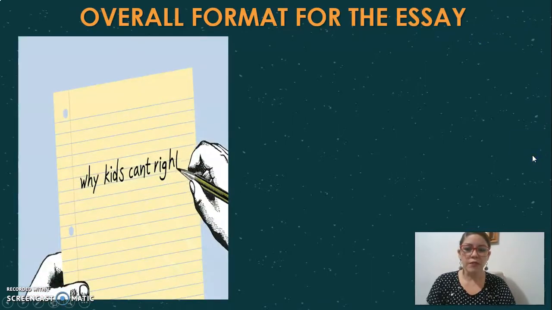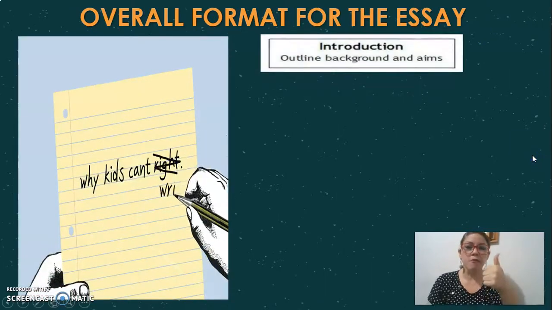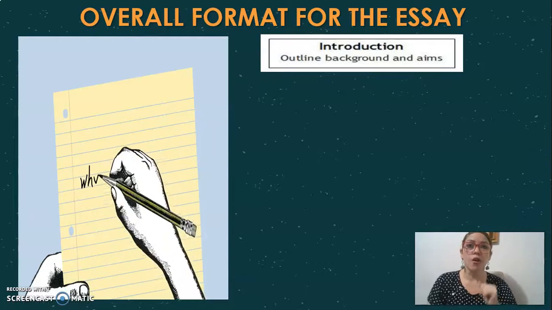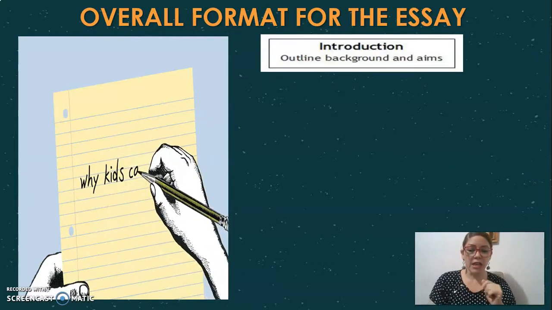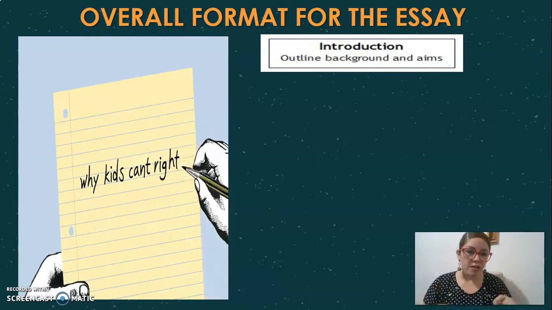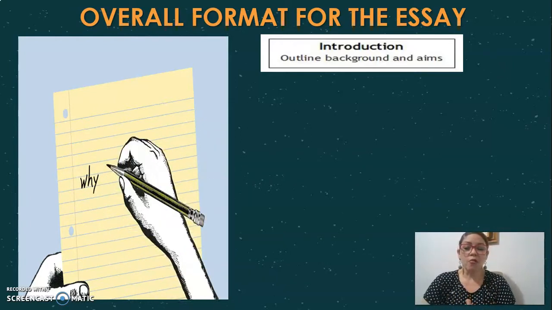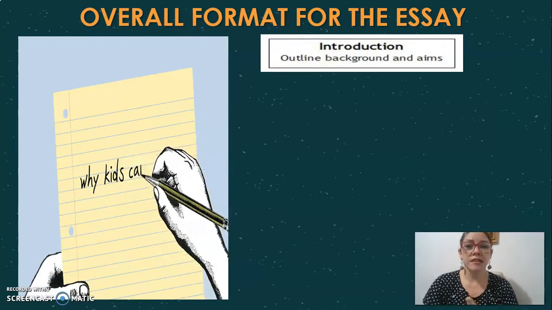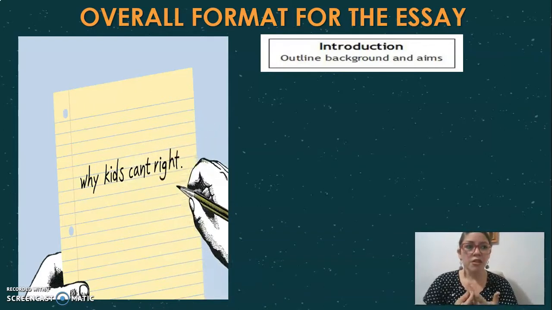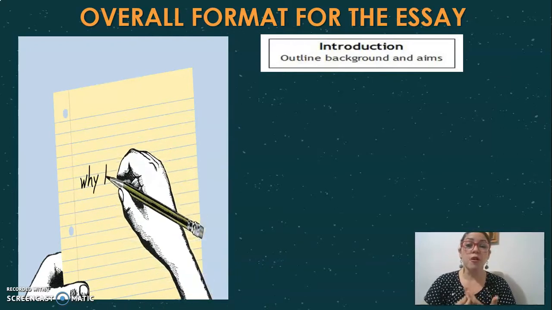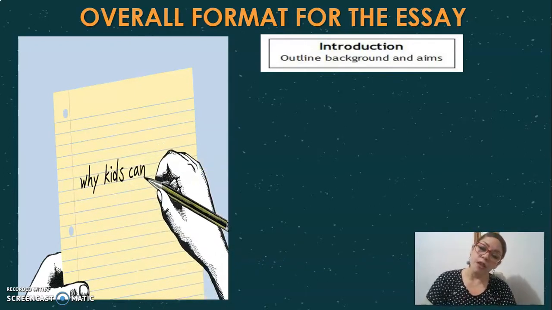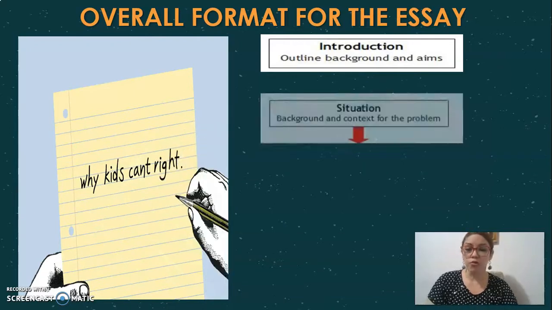Overall format for the essay. Let's see. Number 1, introduction. What is the introduction about? It's an outline, background, and aims. The presentation of what we call the thesis statement. You need to have a good argument. You need to know what the problem is in order to be able to offer a solution to it.